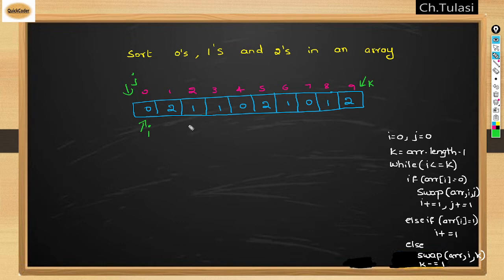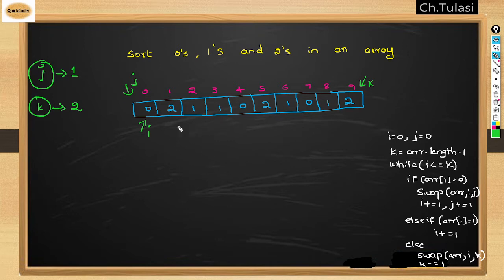In that, j will always point to 1. When a 0 occurs, both are swapped. In the same way, j will always point to 1 and k will always point to 2, so that the swapping occurs. If you trace this code, you will understand it better.